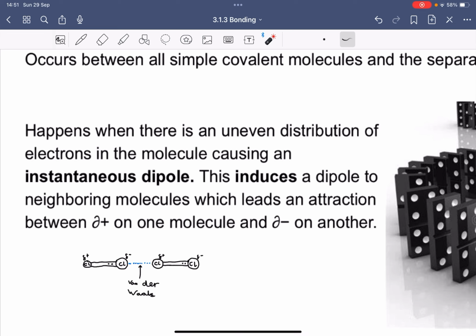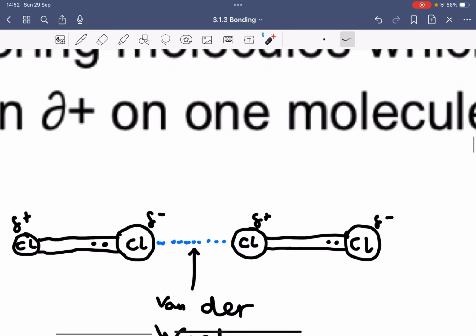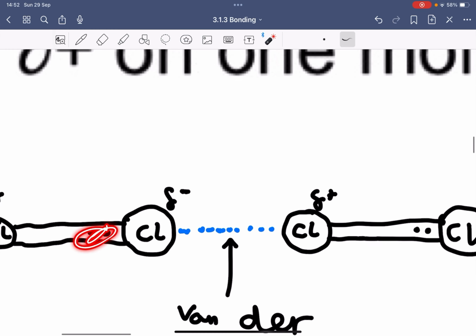This induces a dipole to neighboring molecules, which leads to an attraction between slightly positive on one molecule and slightly negative on another. So that basically describes how these electrons and this negative charge repel the electrons in this bond so that the electrons go to the right side. And then there's an attraction between the slightly positive here and the slightly negative here.